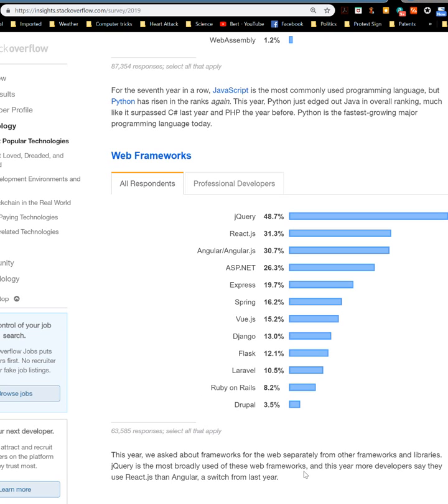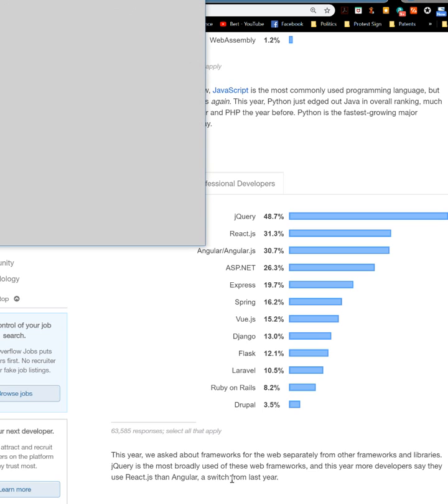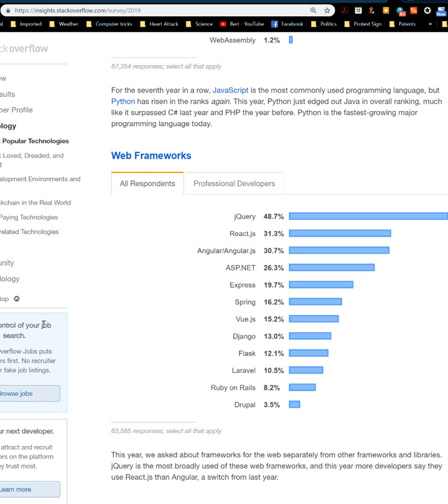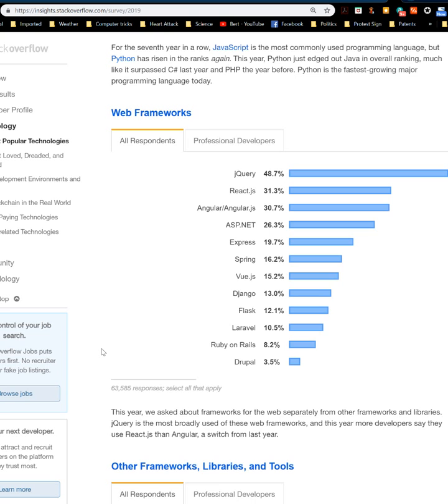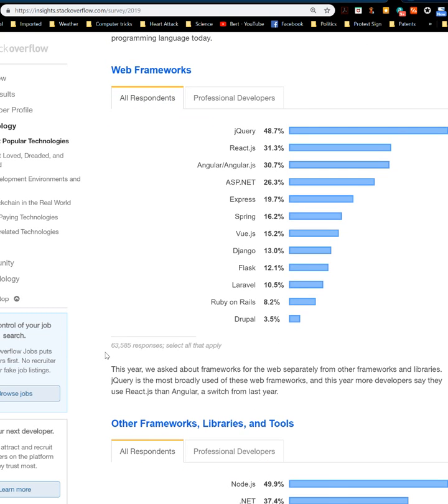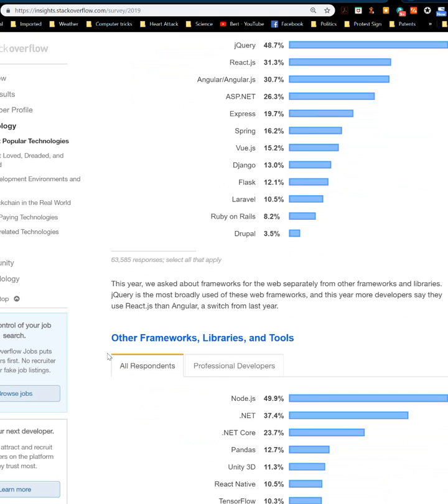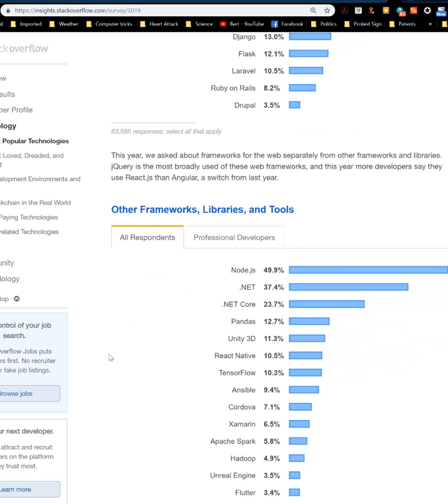jQuery is the most broadly used of these technologies this year. Use React more than Angular. You son of a... I'm turning Cortana off. This is bullshit. She doesn't pop up that much, but what she does is like Alexa pops up at weird times.